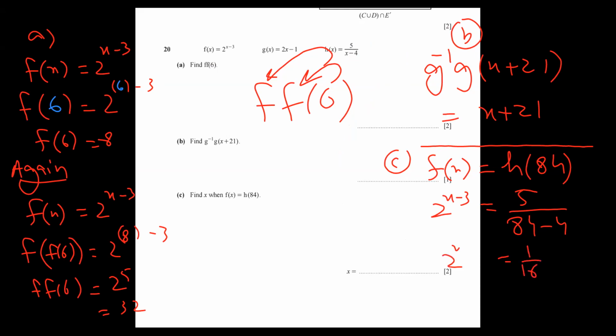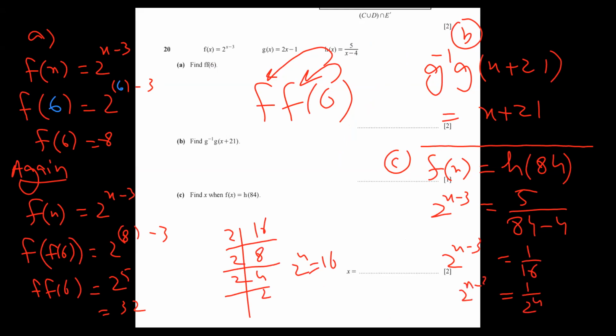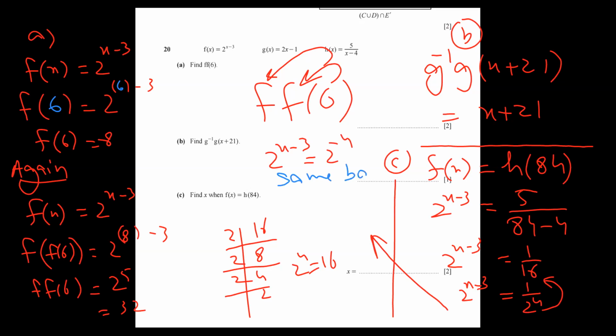Now you have to deal with the same base criteria. What is 16? If you don't know, do it this way: 2 fours are 8, 2 eights are 16, or 2 to the power 4 gives you 16. I'm replacing it here with 2 to the power 4. After this, what is the next technique? Bring it up from the denominator to the numerator. So 2 to the power x minus 3 equals 2 to the power negative 4. Write one sentence: same base. When you write same base, the 2s are gone, and x minus 3 equals negative 4, and x becomes negative 1. Alhamdulillah Rabbil Alameen, this question is also done.